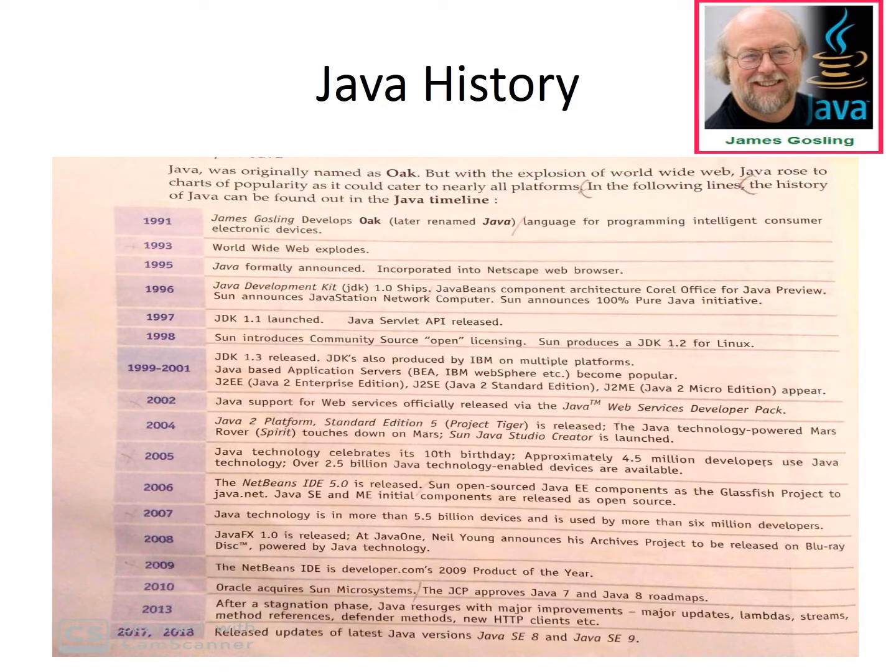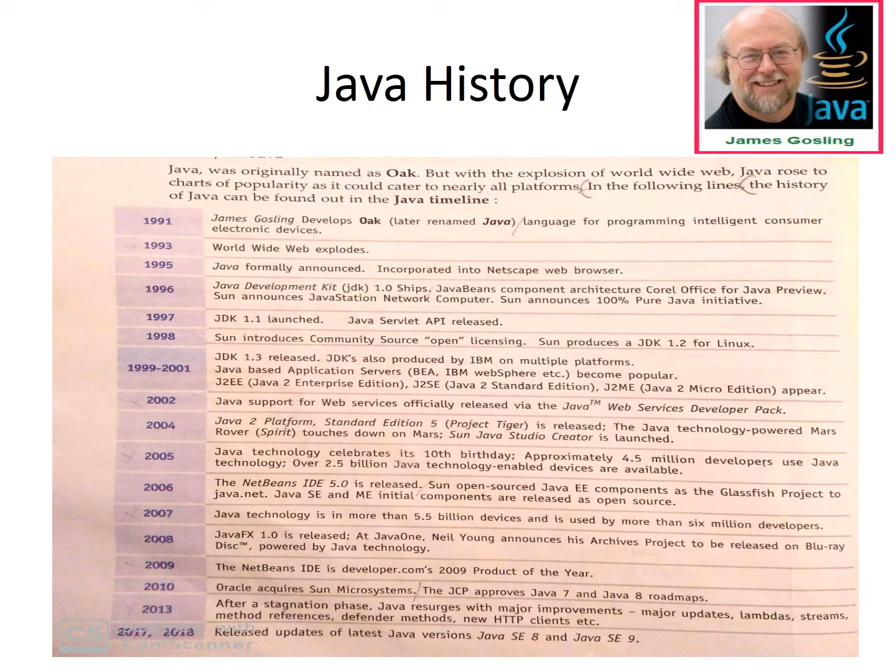Now let us discuss about the history of Java. Java was developed by Sun Microsystems in the year 1995, but now this has been acquired by Oracle. James Gosling is known as the father of Java as he invented the same language.